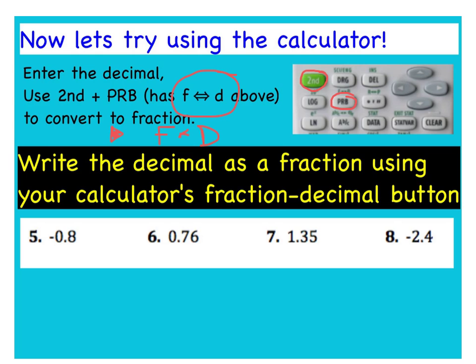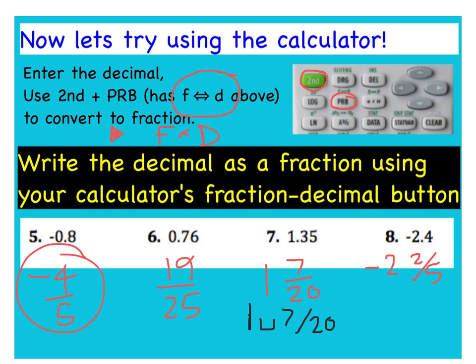So after you press enter, you get in the calculator -4/5. And this is our final answer. The calculator simplifies it for you. Go ahead and try 6, 7, and 8 on your own, and then start the video up when you're ready to check your answers.